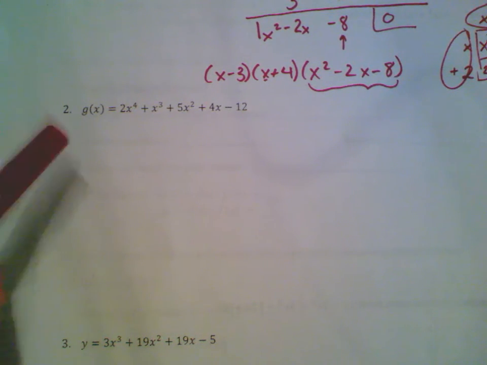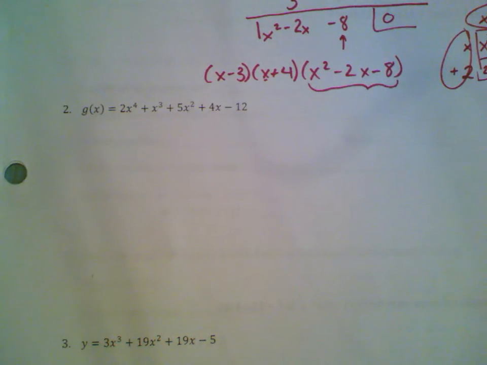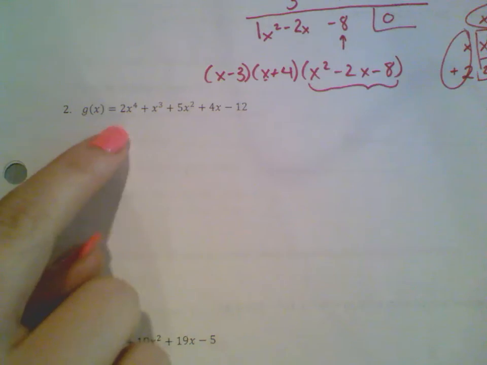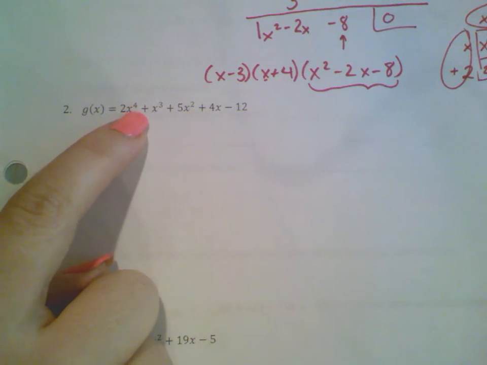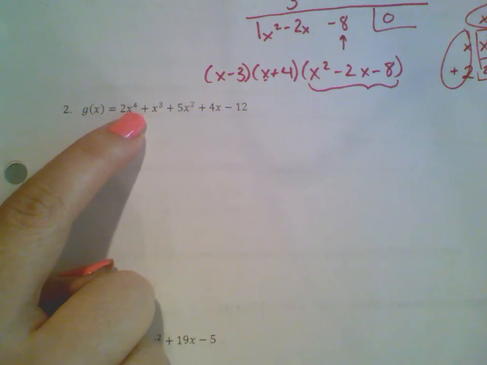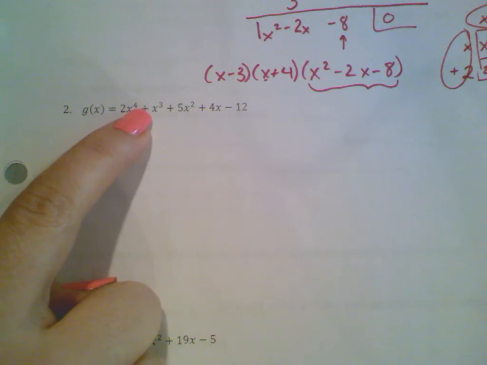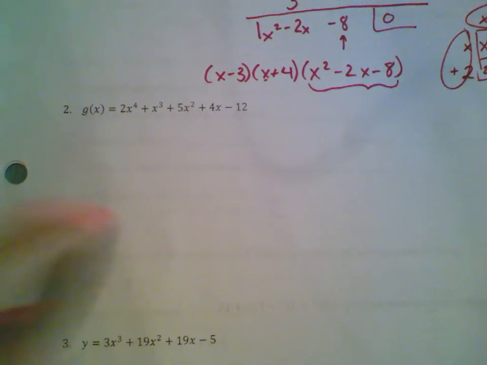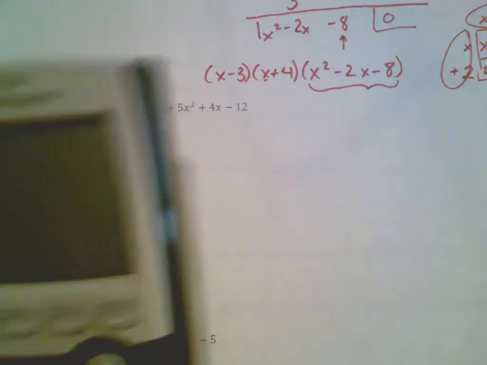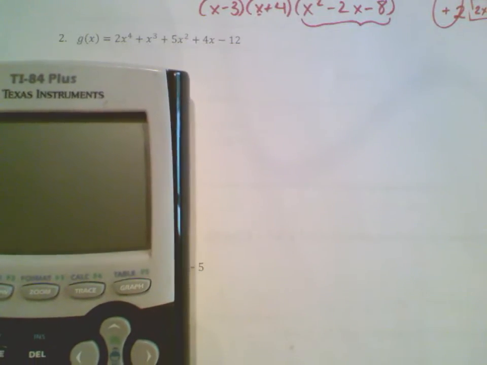For g of x, we need to find two zeros using the calculator, because if we have the degree being 4, in order to reduce that down to a quadratic where the degree will be 2, I'll need to find two zeros, use synthetic division, and go from there. So what we're going to do is plug this function into the calculator.